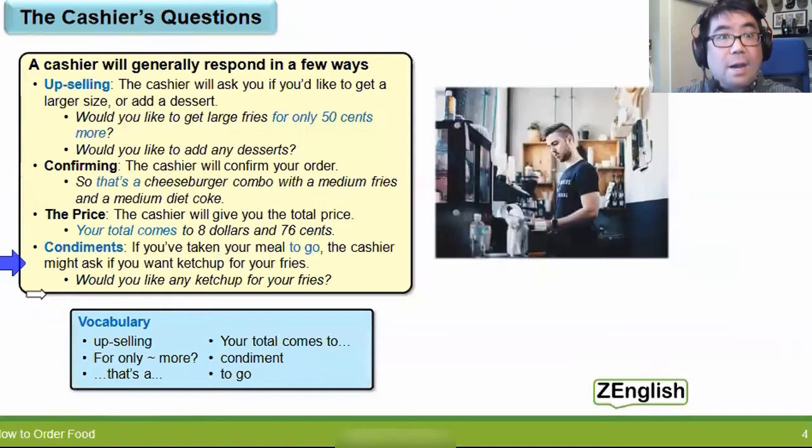So remember, "Can I," and you make your order, or "I'll take a," explain your choices, explain your sizes. And then you're going to listen to the cashier's response. They might attempt to upsell you something, but they will definitely confirm your order, tell you the total, and maybe offer some condiments. Okay, so that's it for our fast food restaurant. Let's take a look at our sit-down restaurant.